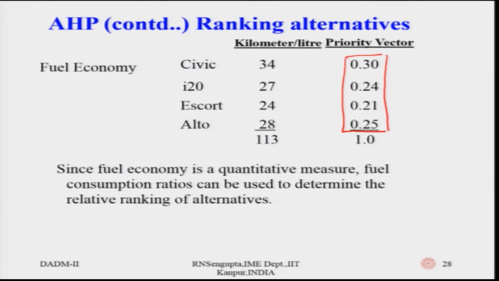Now remember one thing, in the first two cases when you did the style and the safety, they were based on just subjective values, you are comparing 1:1. That means ith to the jth one, considering others are not there. But in fuel economy, the picture is a little bit different. Fuel economy is a quantitative measure. Fuel consumption ratios can be used to determine the relative ranking of the alternatives. That is what we have done. And this ratio which you can find is 34 by 113, 27 by 113, 24 by 113, 28 by 113. These ratios would give you the priority matrix.